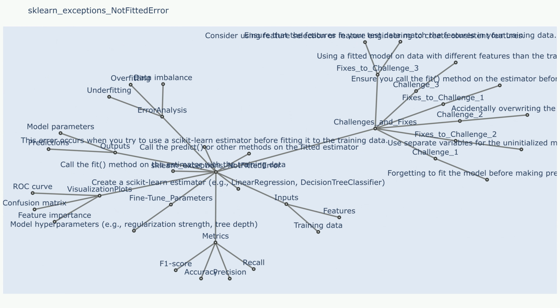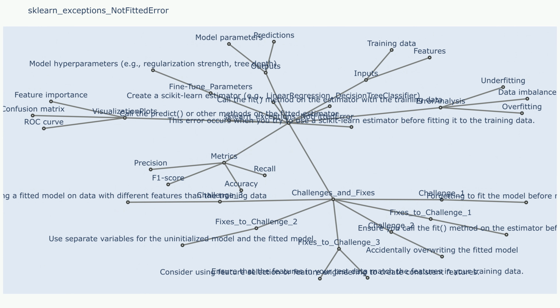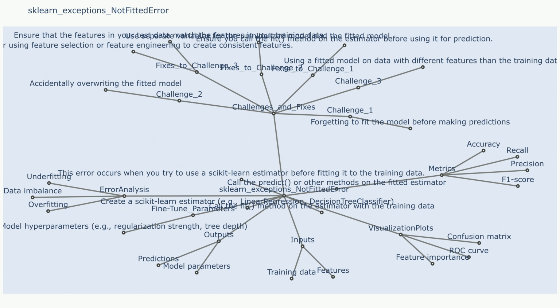Outputs: fitted estimator. After training, the estimator learns the underlying patterns from the data and becomes ready for making predictions or transformations. Predictions or transformations: once fitted, you can use the estimator to make predictions on unseen data or apply transformations to existing data.